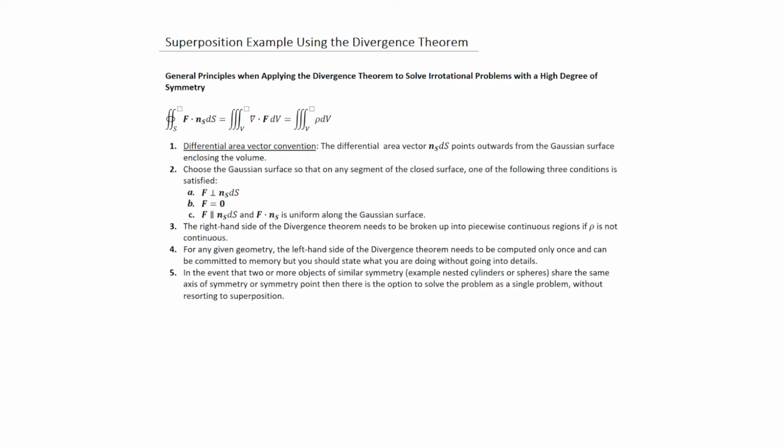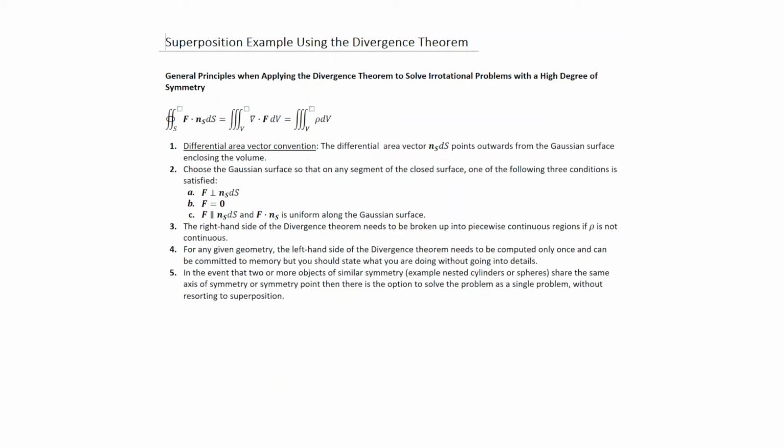These are the general principles when applying the divergence theorem to solve irrotational problems with a high degree of symmetry. This is the left-hand side of the divergence theorem. This is the right-hand side. But because of the specific physical problem we're dealing with, divergence of F is equal to rho, and rho is a given. And so this part of the problem is a given. All right, so again, just a reminder, the differential area vector convention: the differential area vector n_s dS points outwards from the Gaussian surface enclosing the volume.